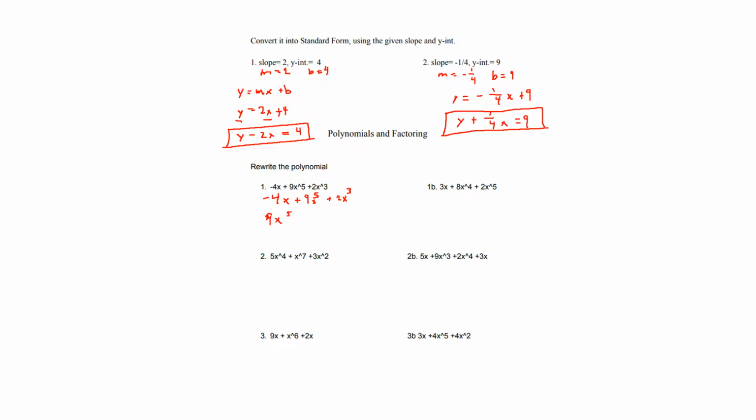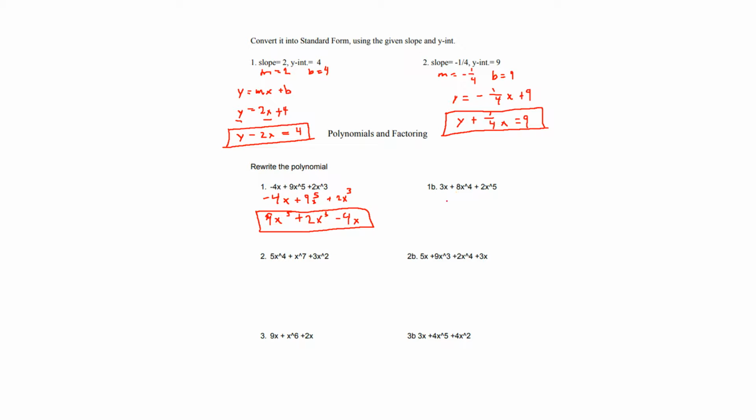Write that first. And then the second greatest exponent is 3, so write that second, 2x cubed. And then negative 4x has an exponent of 1, so write that last. And that's how you would rewrite the polynomial. So basically just rewrite it, but order the terms in terms of the exponents, from greatest to least.